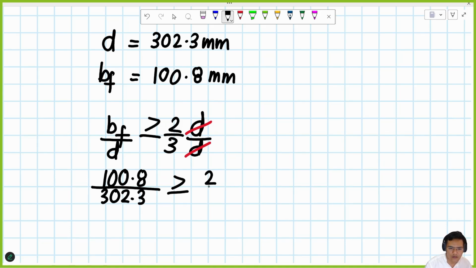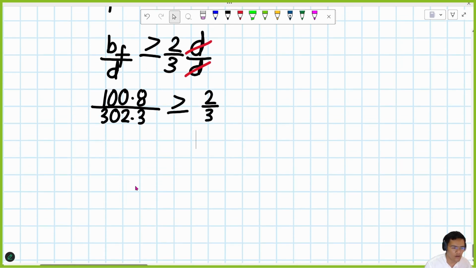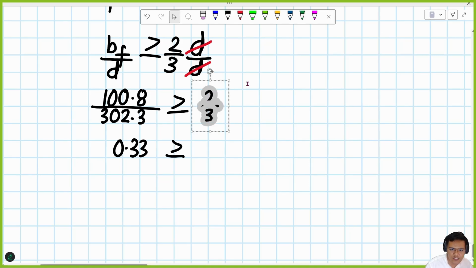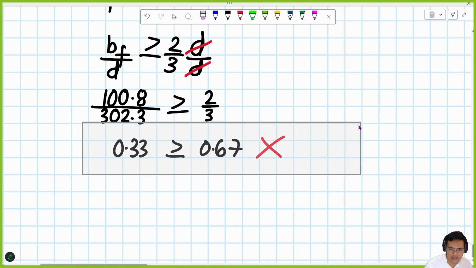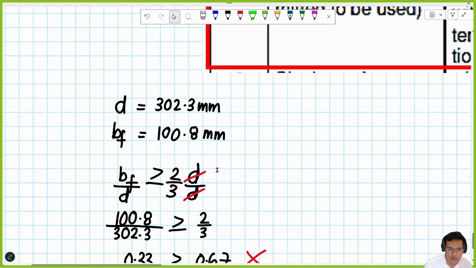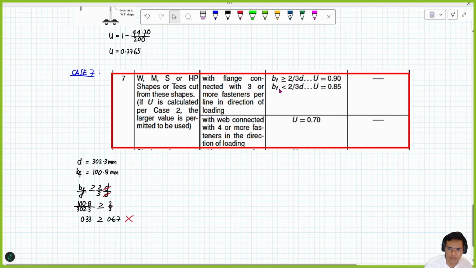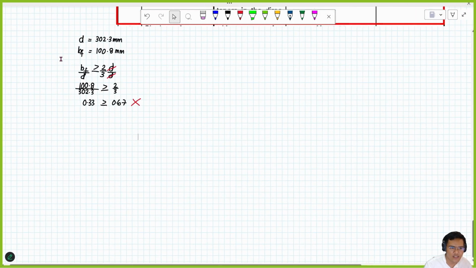Should be greater than or equal to 2/3. Sige, paki-calculate to. Okay, ano to? 0.33. Hindi na, to decimal lang yan kasi range lang naman to. So this should be greater than or equal to 2/3, alam niyo na to, this is 0.67. Now, on this case, alam natin na hindi okay yung argument, so meaning hindi sa equation na to. We need to check yung next range, which is b sub f is less than 2/3 d.